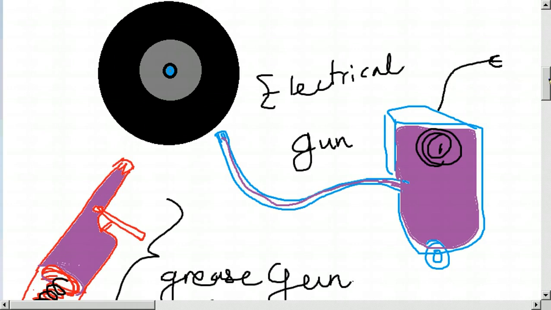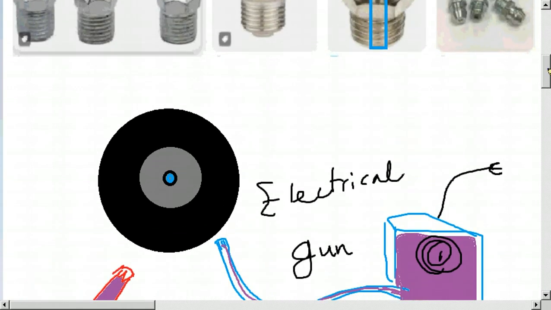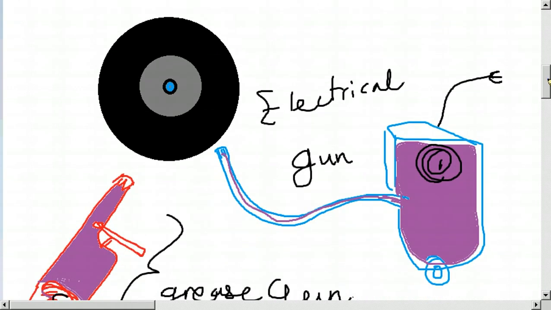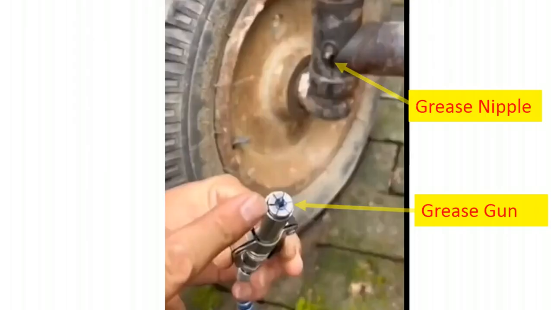Now I am going to show you how to use this gun and the nipple. This one is called the nipple here. This one is called the grease nipple, and this one is the gun. So you can see both now. This one is the grease gun, that one is the grease nipple.